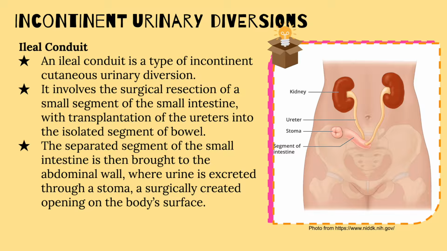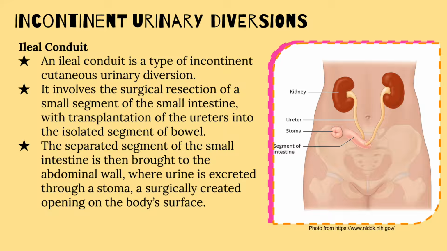If you can remember from anatomy and physiology, the ileum is the last portion of the small intestine. An ileal conduit involves a surgical resection of the ileum. A small portion of the ileum is removed from the small intestine, brought to the abdominal wall, and connected to the ureters. Urine will then flow from the ureters into the ileal conduit.